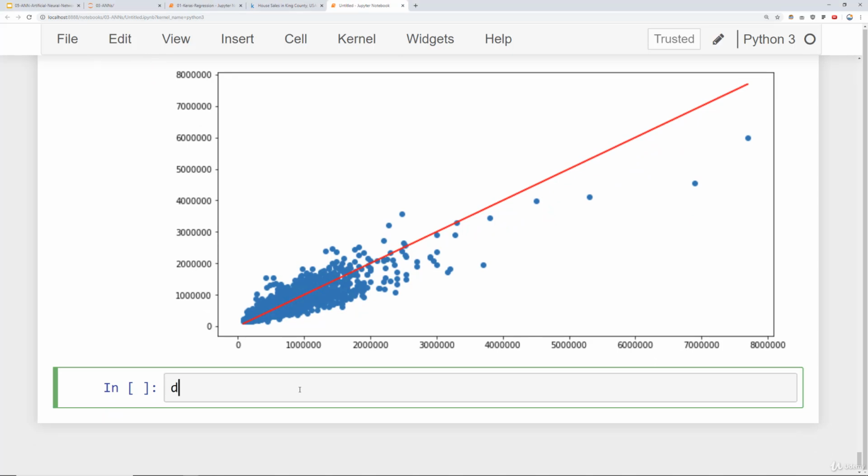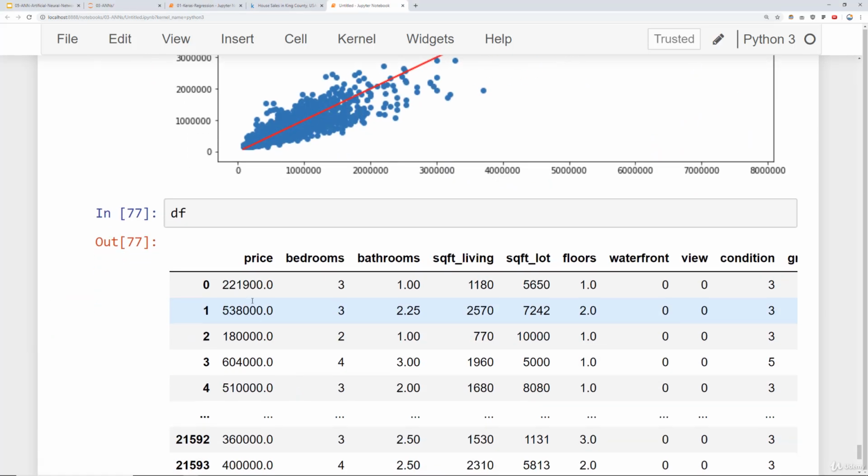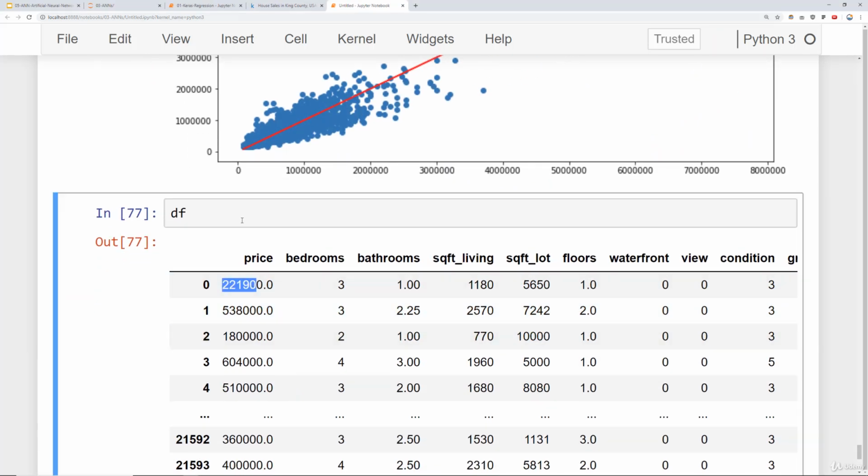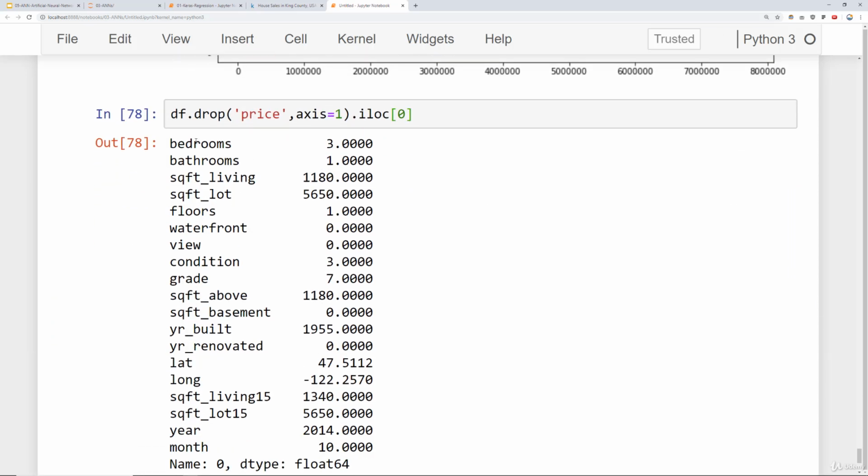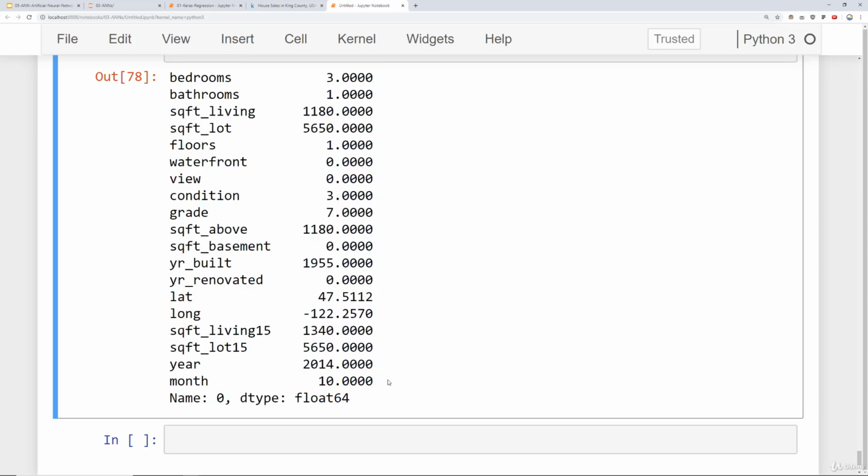So let's take a look at our original data frame. We'll go ahead and just pick the very first house here. So let's say df, and what we'll do is we're going to drop the price of this house. So say drop the price along axis equal to 1, and then just grab the very first house here. So these are only the features of a new house on the market.